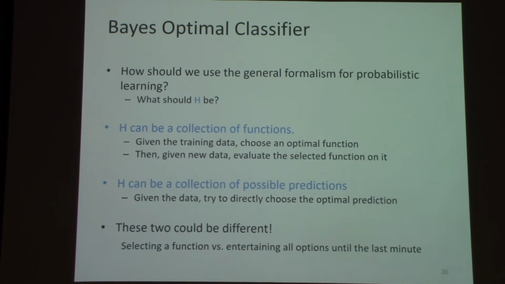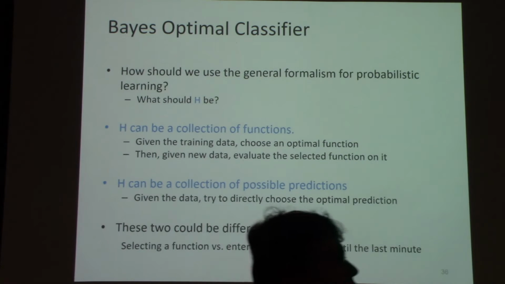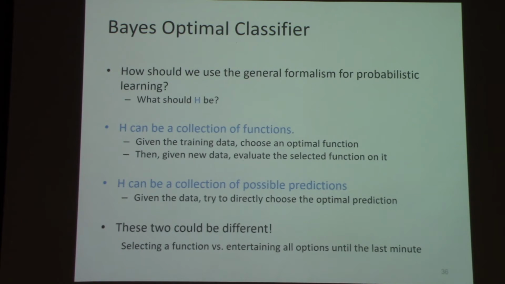Given a training set, you can choose the best function, freeze that function, and use that to make decisions. That's what we've been doing so far. You have a training set, you use the training set to get a classifier, you freeze the classifier, and then you use the classifier in the future.